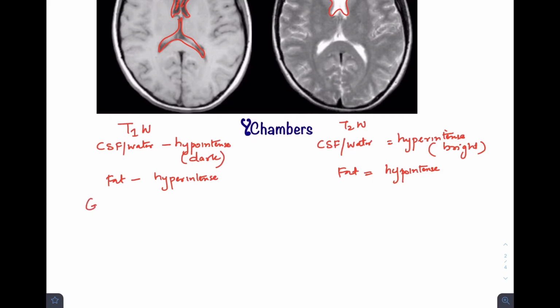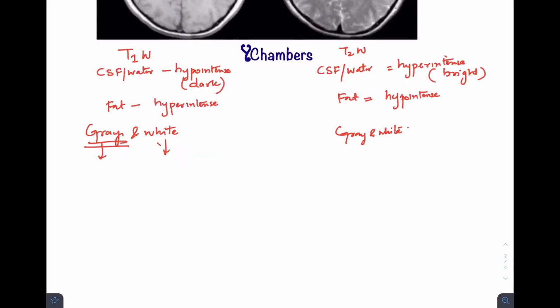So what are the appearances of grey and white matter? They are not the same, but they are different. So grey matter of the brain will be appearing grey, and we call it in the terminology of MRI as isointense. And white matter will be white on T1 weight MRI, and we call it in the terminology as hyperintense.